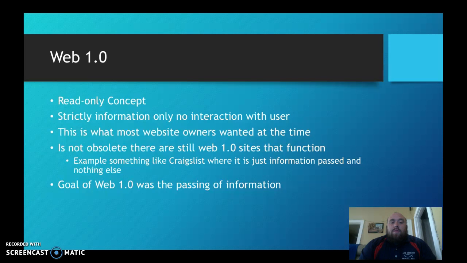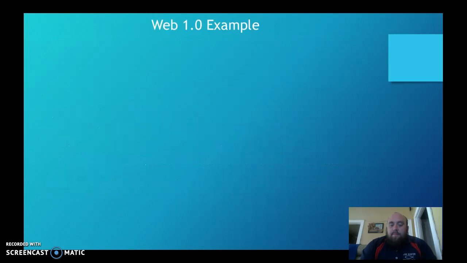Web 1.0 was a read only concept, strictly information with no basic interaction with the user. And what that means is it was just simplistic, just passing information from point A to point B. This is what most website owners wanted at the time. It is not obsolete. There are still some Web 1.0 sites that function, something like a Craigslist where there's just simple information passed and nothing else. The goal of Web 1.0 was just that, the passing of information from the owner of the websites or such as email, just passing that information from one person to the other.